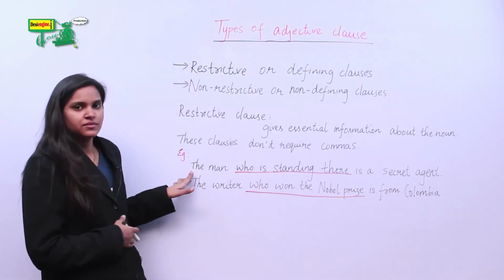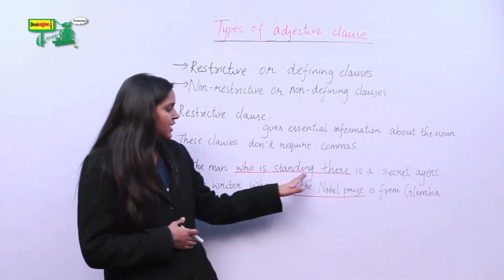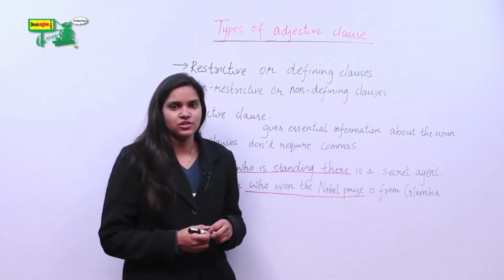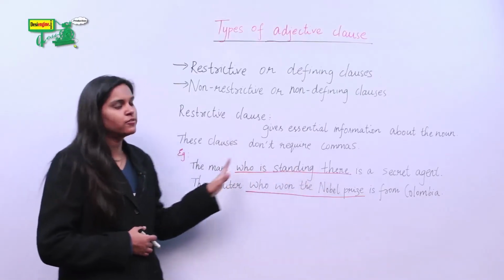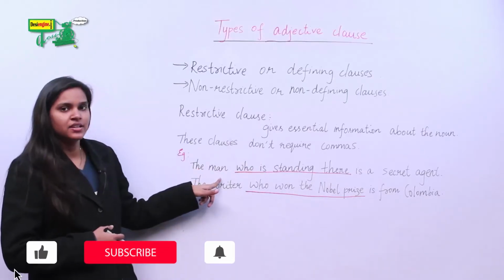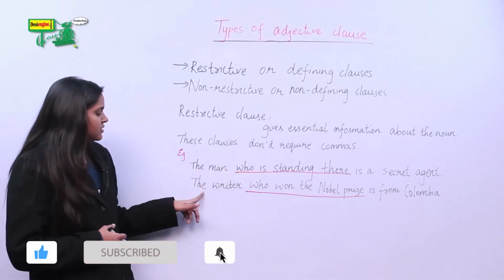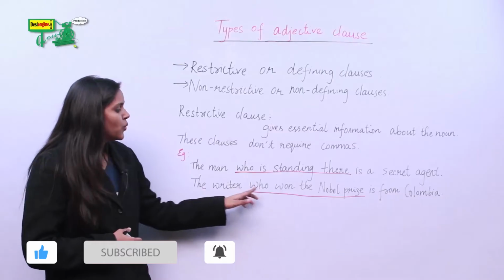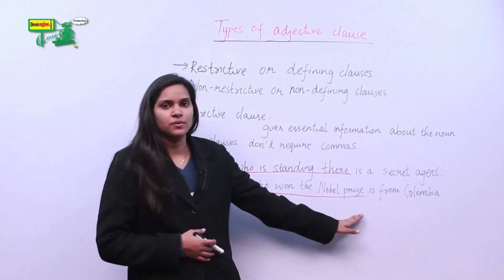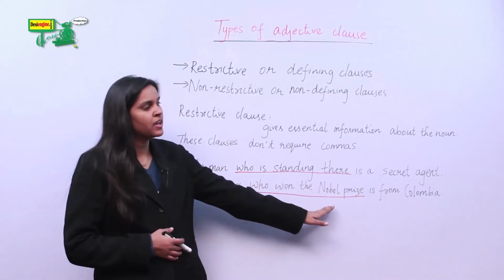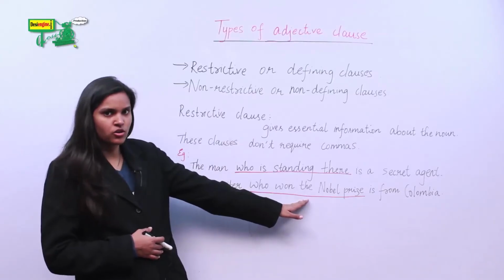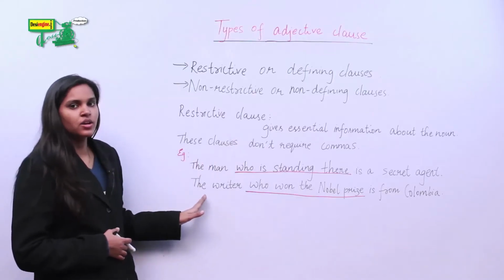Let's take an example. The man who is standing there is a secret agent. Here, the statement who is standing there modifies the noun the man. In another sentence, the writer who won the Nobel Prize is from Colombia. In this sentence, who won the Nobel Prize is the restrictive clause which modifies the noun the writer.